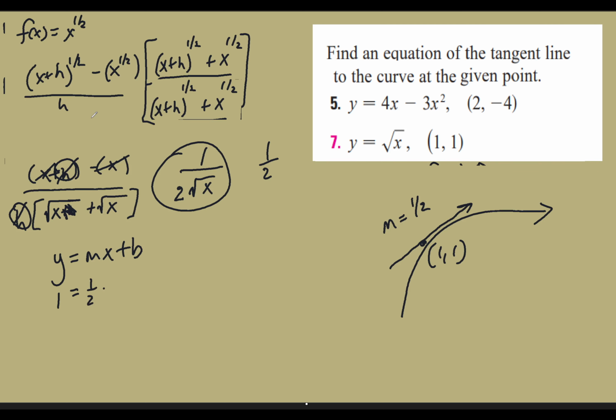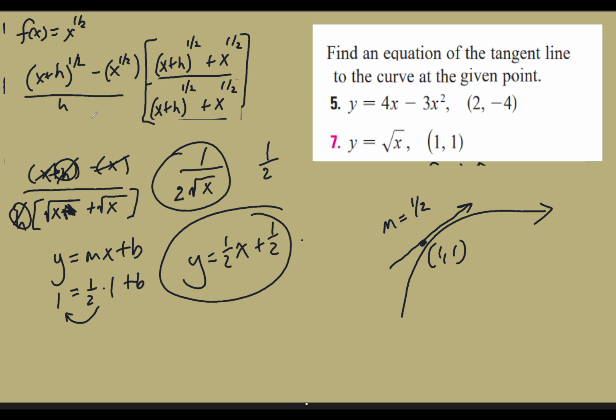That took us a painful amount of writing and work. And x is 1 plus b. So, of course, that's 1/2. We'll move that over there. We know b is going to be 1/2. So our answer will be y equals 1/2 x plus 1/2. That is the equation for the tangent line at f of x equals the square root of x.